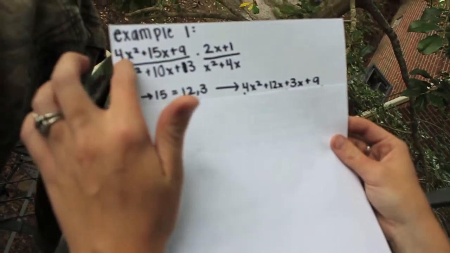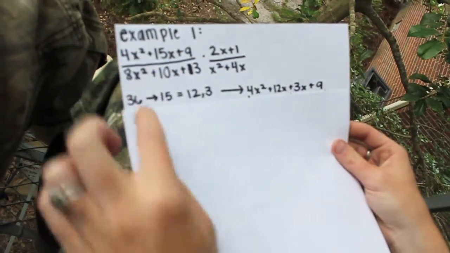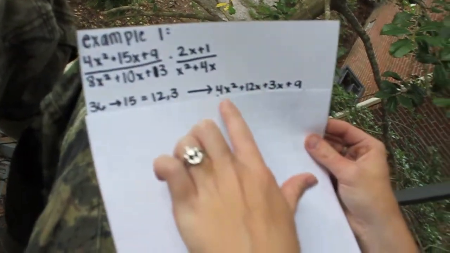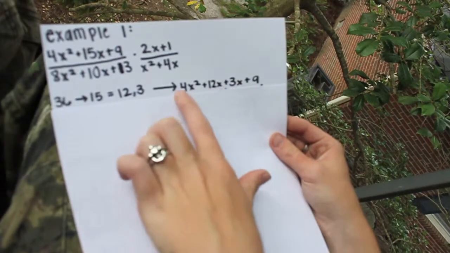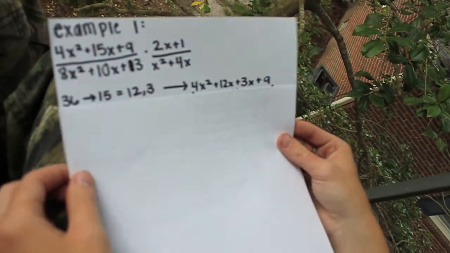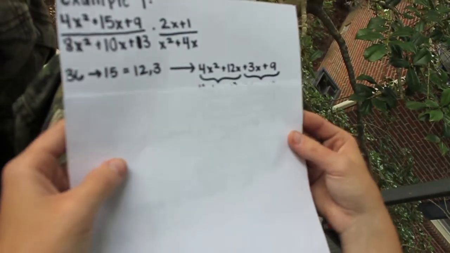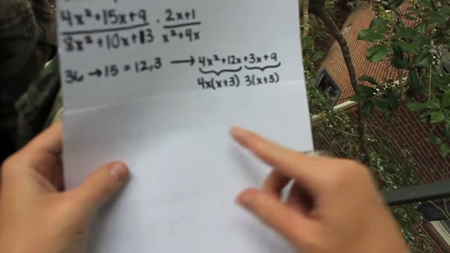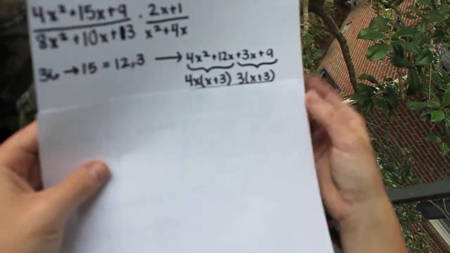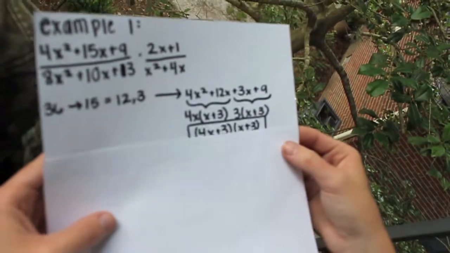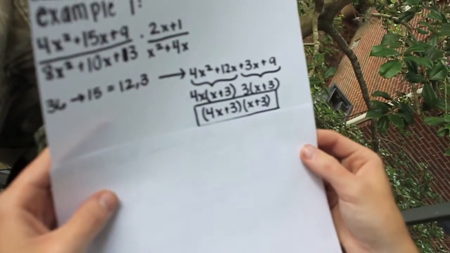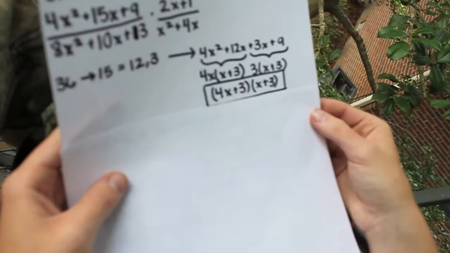We're going to look for the factors of 9 times 4, which is 36, that add up to 15, and those are 12 and 3. We're going to use these for our x's. So we're left with 4x squared plus 12x plus 3x plus 9. We're going to take it 2 by 2, and your first factor is 4x, x plus 3, and for this set it's 3x plus 3. Add these together and you get 4x plus 3, and then x plus 3 is your constant.